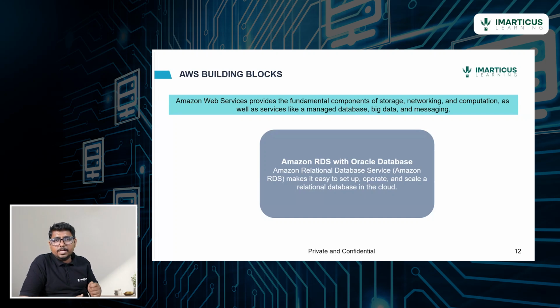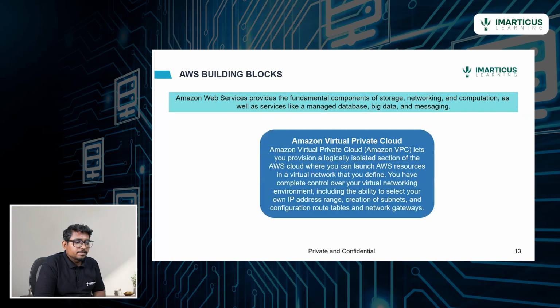On S3 you can upload images, Excel files, anything, but on RDS you won't be able to upload that, because RDS is a relational database management system where we have rows and columns. So if you have a table and you want to store user login details, passwords and all, then you can use Amazon RDS. Then we have Amazon Virtual Private Cloud also.